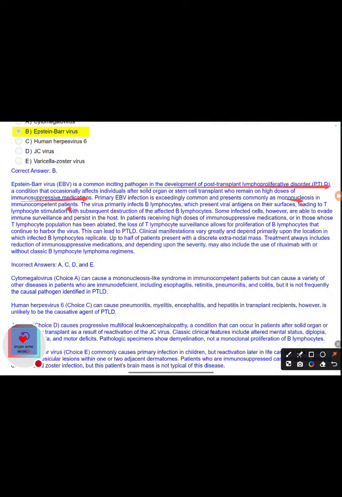The virus primarily infects B lymphocytes, which present viral antigens on the surface, leading to T lymphocyte stimulation and subsequent destruction of affected B lymphocytes. Some infected cells, however, are able to evade immune surveillance and persist in the host. In patients receiving high doses of immunosuppressive medication, whose T lymphocyte population has been ablated, the loss of T lymphocyte surveillance allows the proliferation of B lymphocytes that continue to harbor the virus.